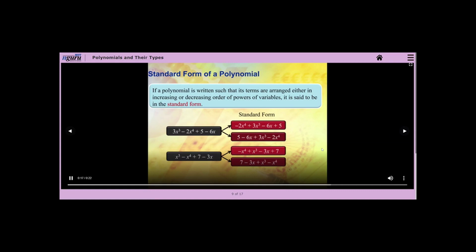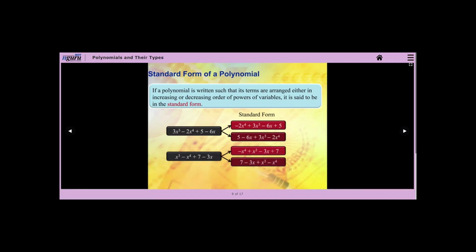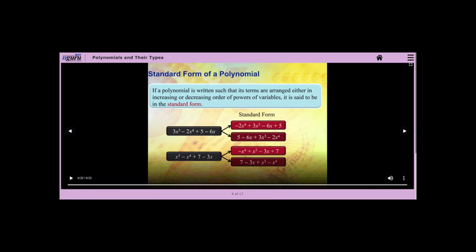For example, two polynomials written in their standard forms are shown here. Can you see? Yes, ma'am.